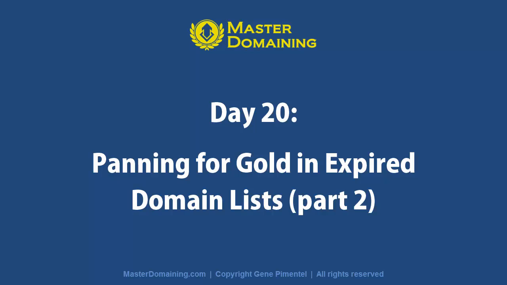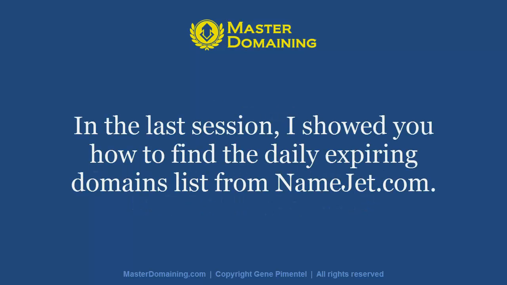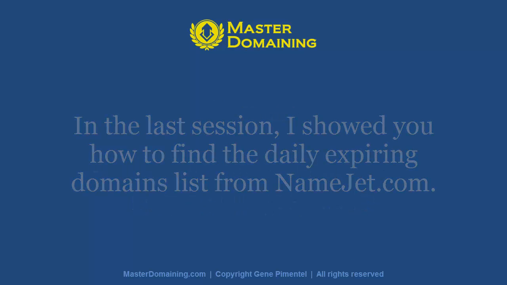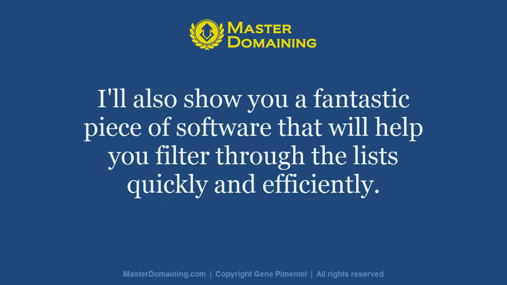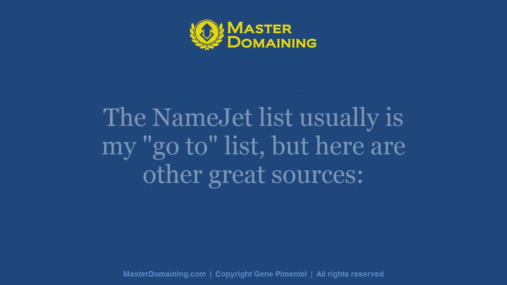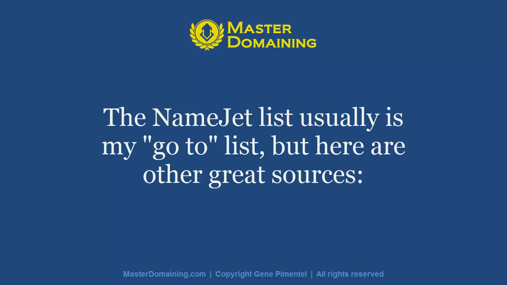In the last session, I showed you how to find the daily expiring domain lists from namejet.com. In this session, I'm going to give you 4 more places where you can get even more extensive expired and expiring domain lists, as well as auction lists. I'll show you a fantastic piece of software that will help you filter through the lists quickly and efficiently. Now, the Namejet list is usually my go-to list, but here are other great sources.